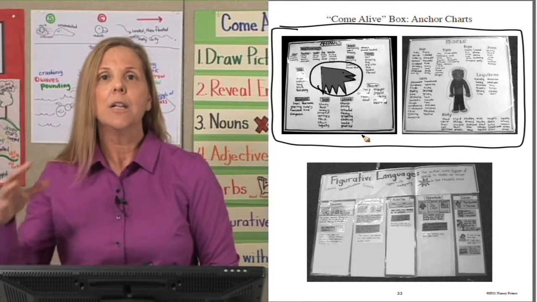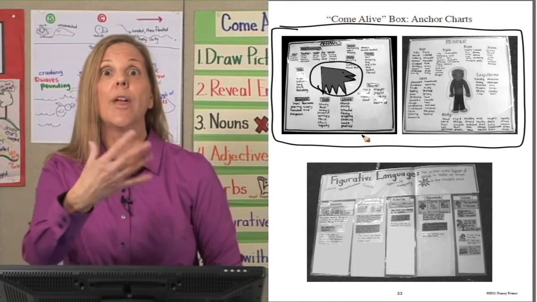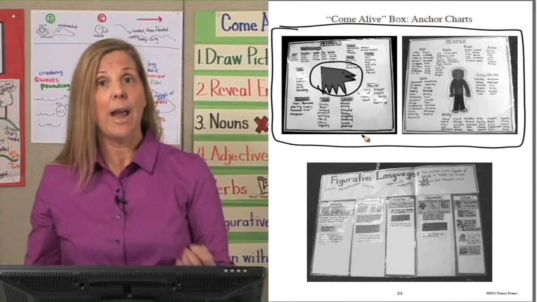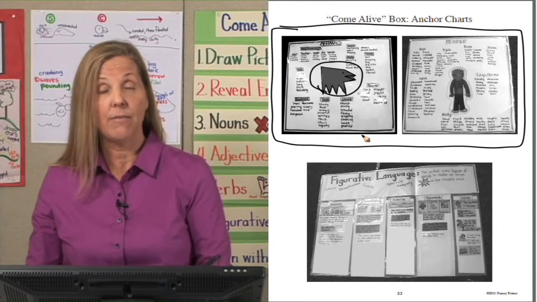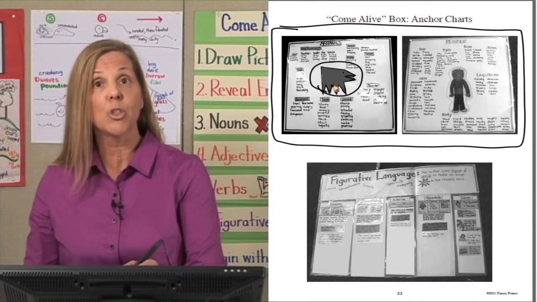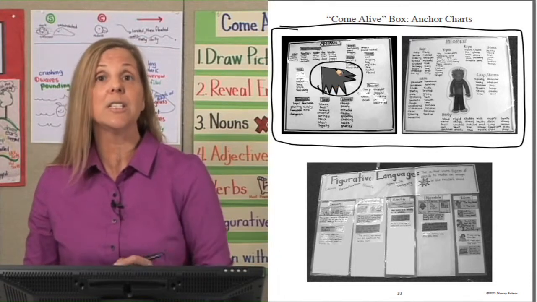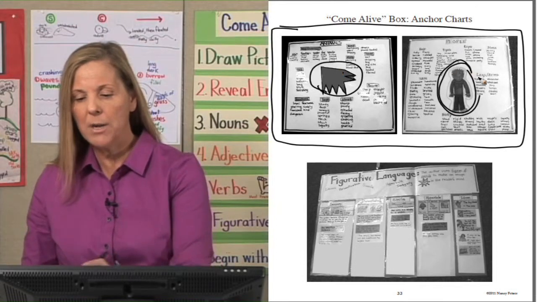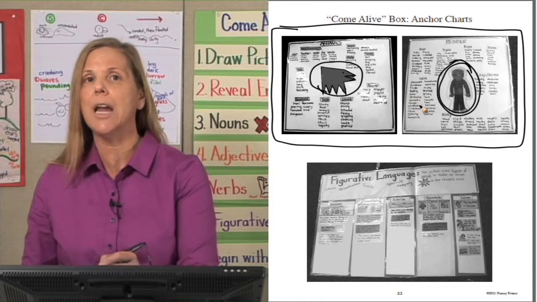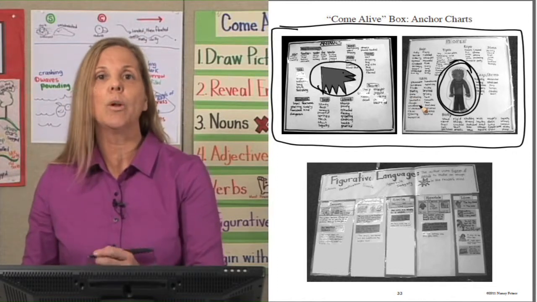Why did I do that? Because what do adjectives do? They describe the noun. When they have a Come Alive box, they're writing their nouns first, and if they have an animal, they could go to their animal chart, find that part of the animal, and see many different adjectives to choose from. I've done the same for people, where I have the parts of people, their hair, their eyes, their smile, whatever it may be.